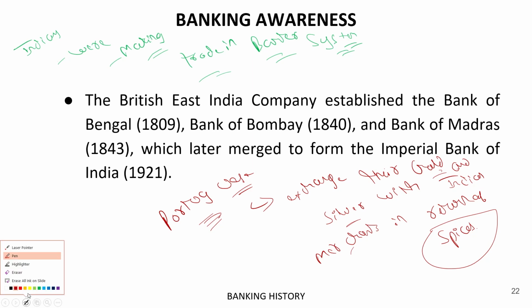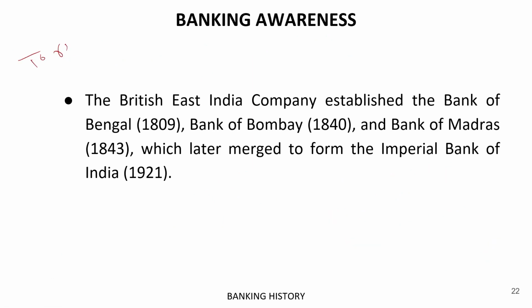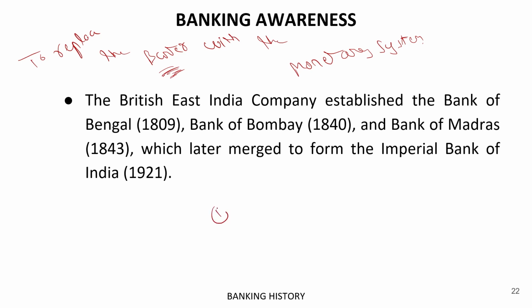Then the Britishers tried to replace the barter system with the monetary system. That was their planning. But that was not so easy, because the Indians with whom they were dealing were better acquainted with the barter system than the monetary system. So that's why they imposed taxes in money. Thereafter they introduced loans in money. Whatever they could, they tried to do.